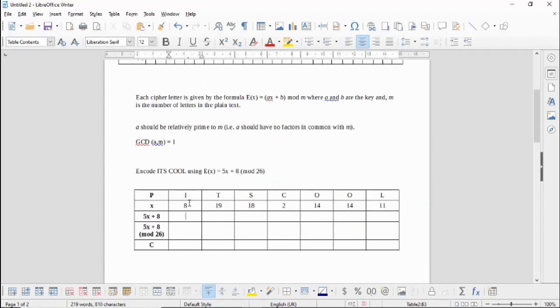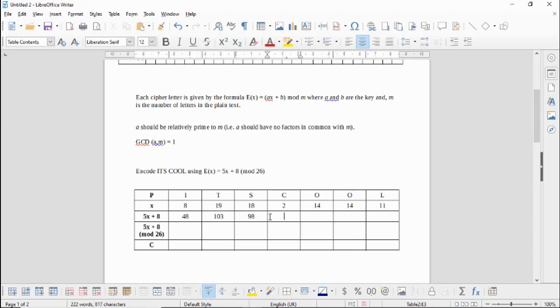So now we've got our x values. We can key it into our equation, 5x + 8. When x is equal to 8, 5x + 8 is 48. When x is equal to 19, 5x + 8 is equal to 103. When x is equal to 18, 5x + 8 is equal to 98.